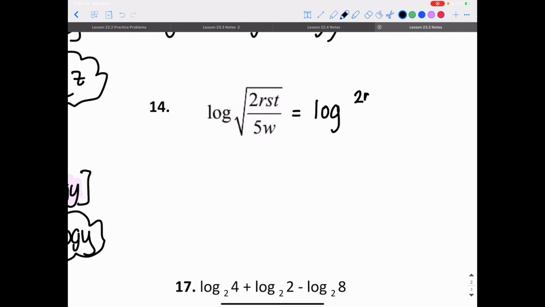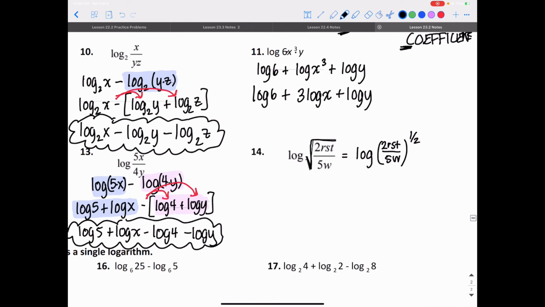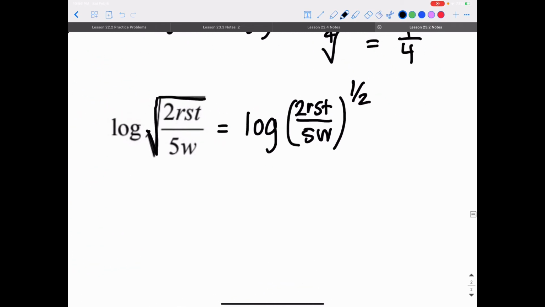I have 2rst over 5w raised to the 1/2 power. If I'm taking the square root, that's the same as the 1/2 power. If I'm taking the cubed root, that's the same as the 1/3 power. If I'm taking the fourth root, that's the same as the 1/4 power, etc. Fifth root, 1 over 5. So whenever I see the condensed form, I have to change it to the expanded form. I have to change that square root, or whatever root it is, to a fraction exponent.